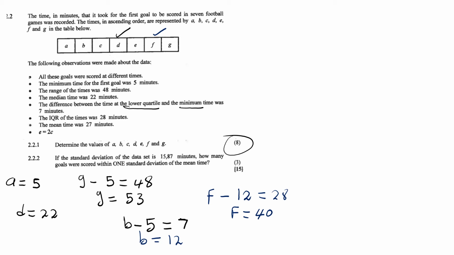Then the mean time was 27 minutes. Let me check what we have determined: A, we have it already, B, we have it, D, and also G. It means we are left with two variables, E and C.